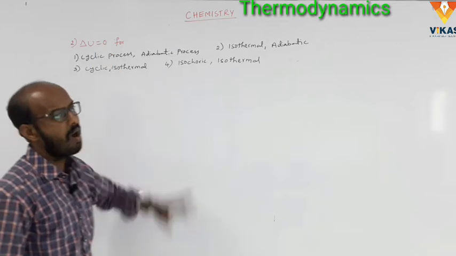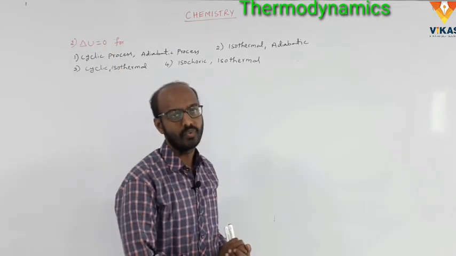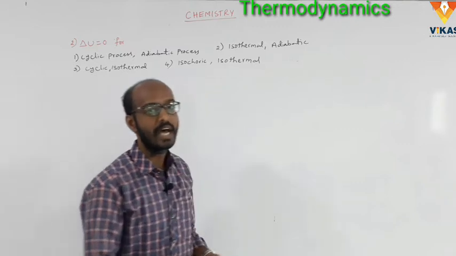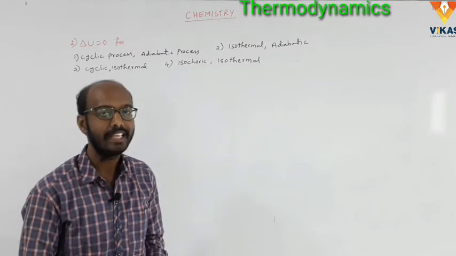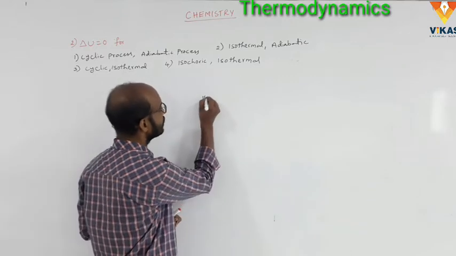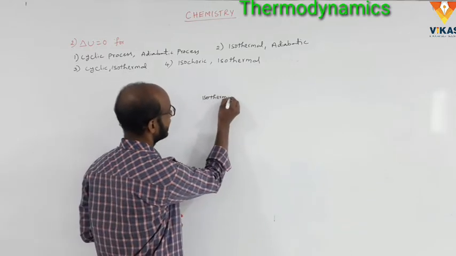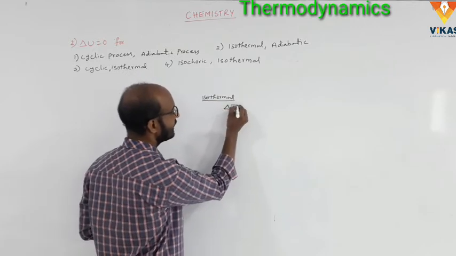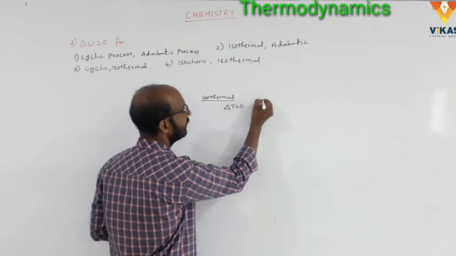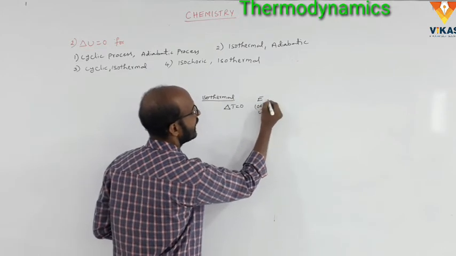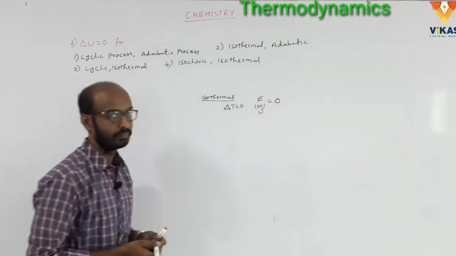We know all the types of thermodynamic process: the isothermal process, adiabatic process, isobaric process, isochoric process, and cyclic process. So, what is the isothermal process? Temperature is constant, delta T is equal to 0. Here E or U, the internal energy, is 0.